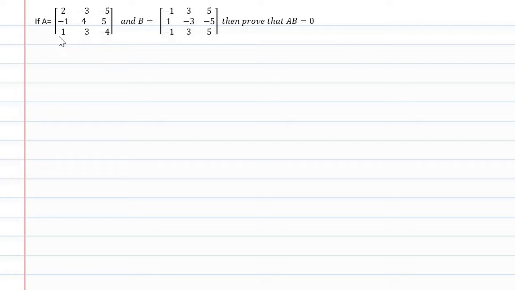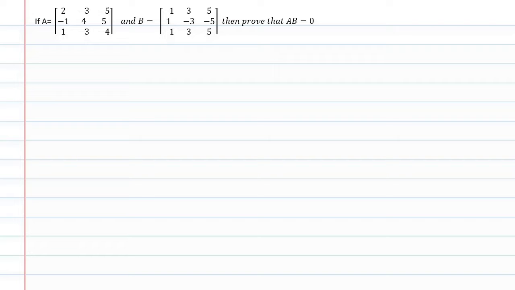Here we have two different matrices. A is [2, -3, -5; -1, 4, 5; 1, -3, -4], a 3 by 3 matrix, and B is [-1, 3, 5; 1, -3, -5; -1, 3, 5], which is again a 3 by 3 matrix. In this example, we want to prove that AB is equal to 0.